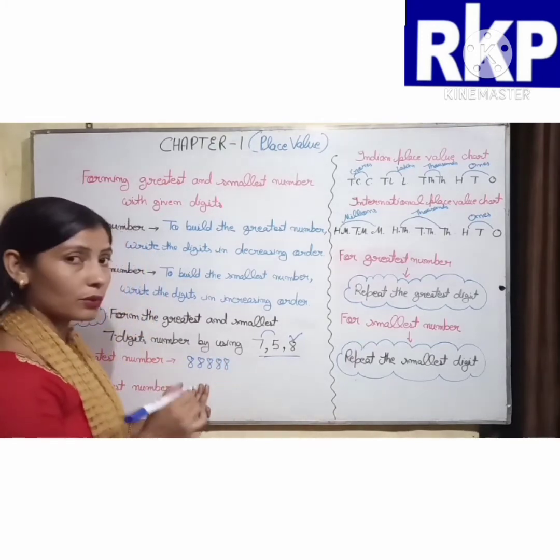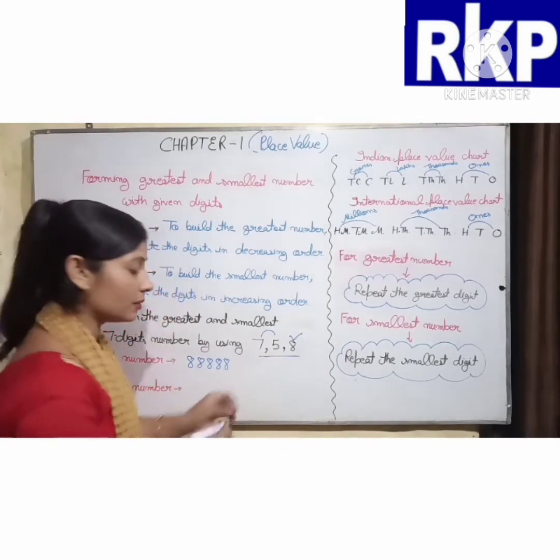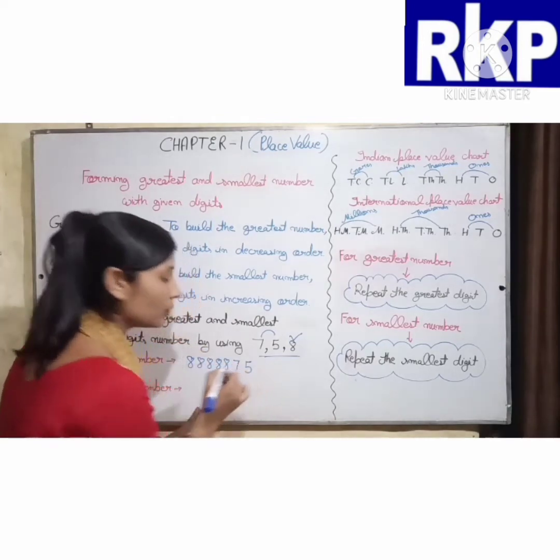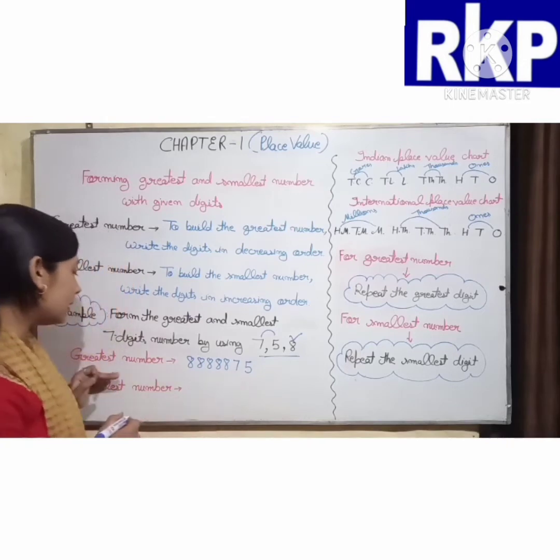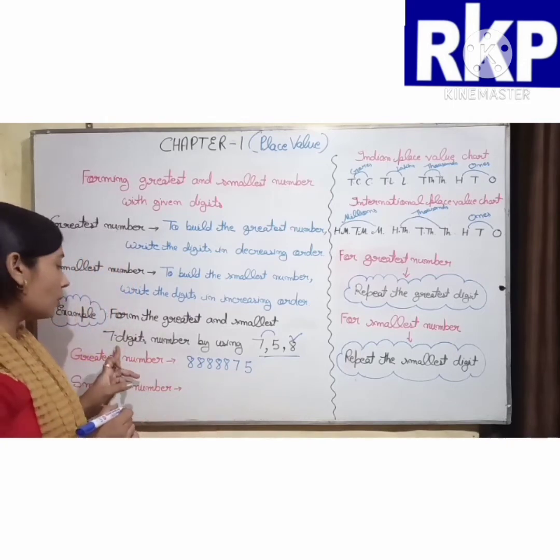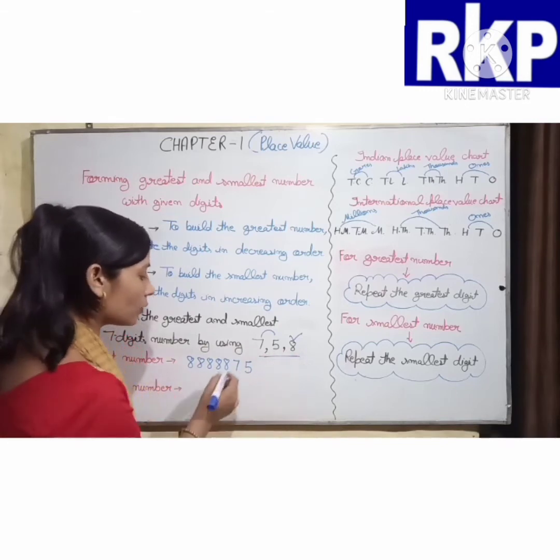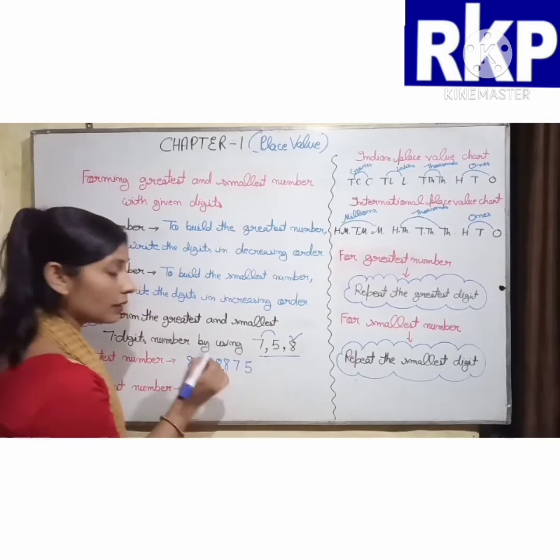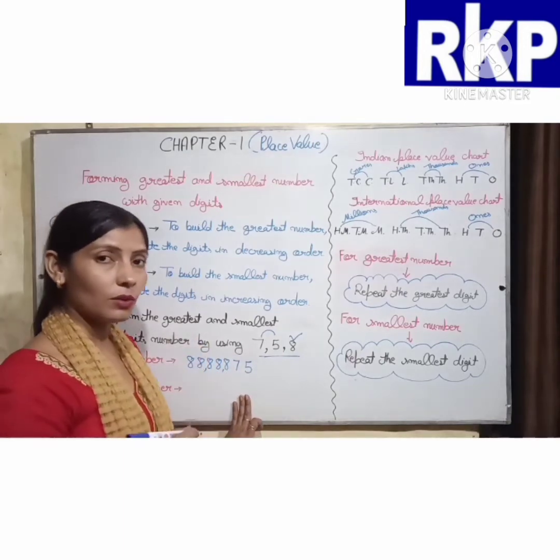Now we have to write the greater number from 5 and 7. So here we have to write 7 and then we have to write 5. Like this we have to write the greatest number of 7 digits by using 758. Now we have to put commas. From the right side we leave 3 digits, then 2, according to the Indian place value system.